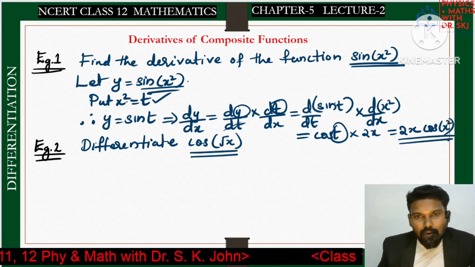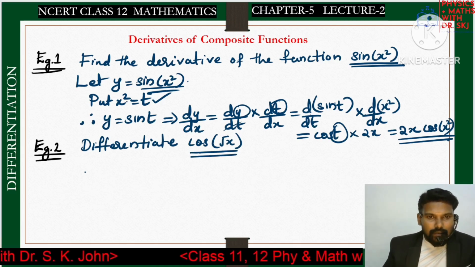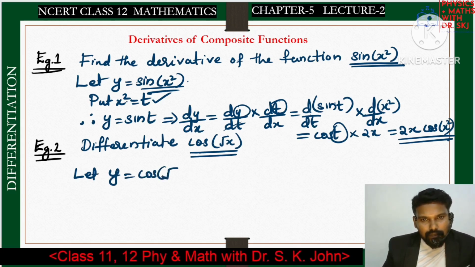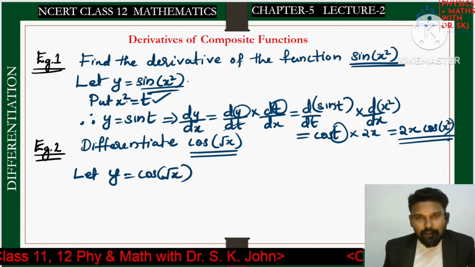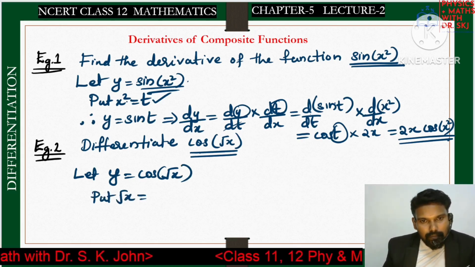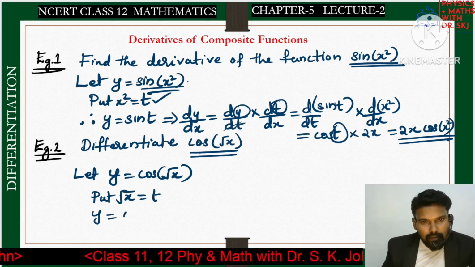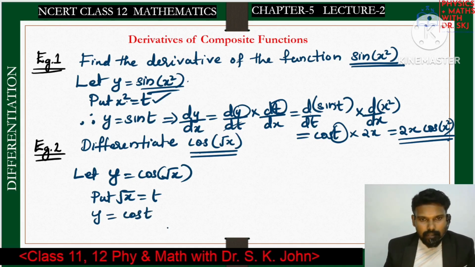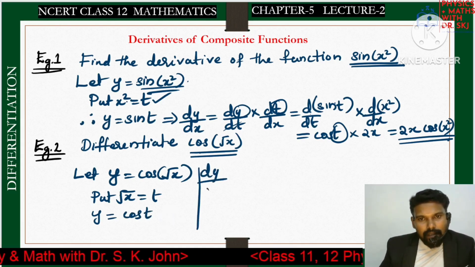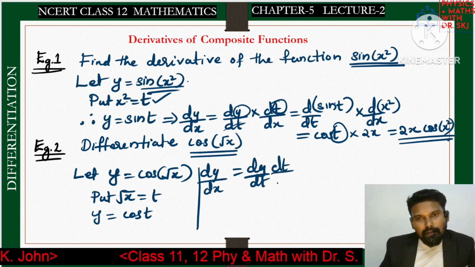And now coming to cos root x. We have to find the derivative of cos root x. How can we find the derivative? Let y is equal to cos root x. It is a composite function of cos x and root x. So you have to put root x equal to t. Therefore, y is cos t. Dy by dx is equal to dy by dt times dt by dx.